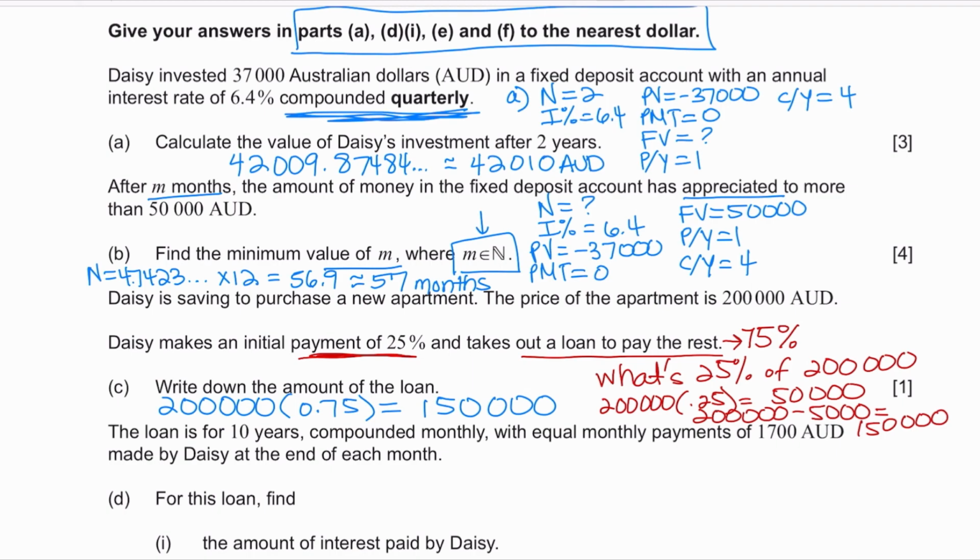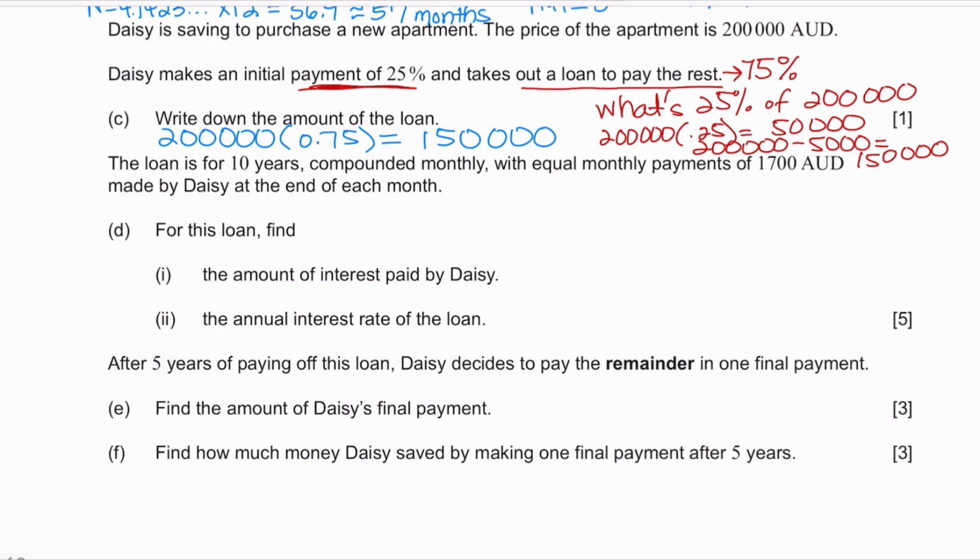Either way, 150,000 is the correct answer. The loan is for 10 years, compounded monthly, with equal monthly payments of 1,700 Australian dollars. These equal monthly payments tell me that I am going to have a PMT, which is a periodic payment, when I go to put this into my calculator. And so the PMT is going to be 1,700.